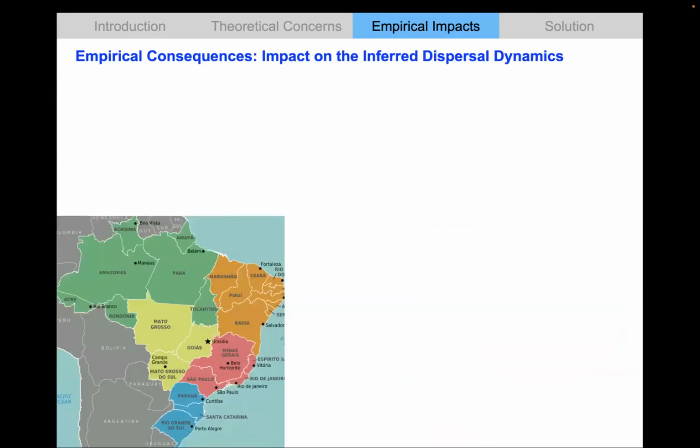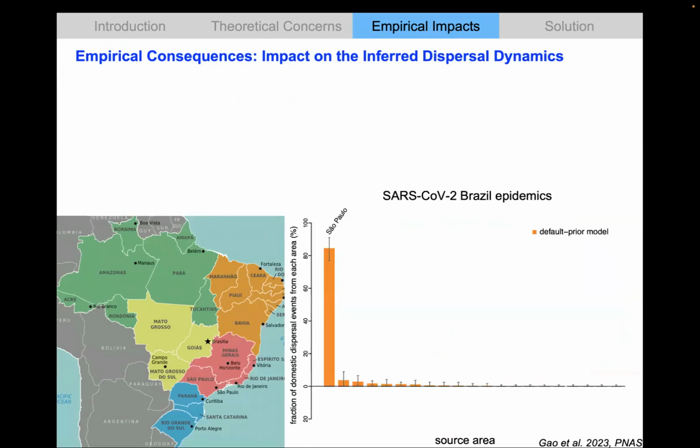Empirical studies also focus on the inferred number of pairwise dispersal events to identify the source and sink dispersal dynamics. For example, we may want to know which area was the major source of domestic dispersal during the early phase of the COVID-19 pandemic. To answer that question, we can look at the percentage of domestic dispersal events originating from each Brazilian area, and here's the result. Each bar here indicates the estimated percentage. The orange bars currently showing are the estimates under the default prior model. And we can see that Sao Paulo is inferred to be the only major source in Brazil, as 85% of domestic dispersal events originated from there.